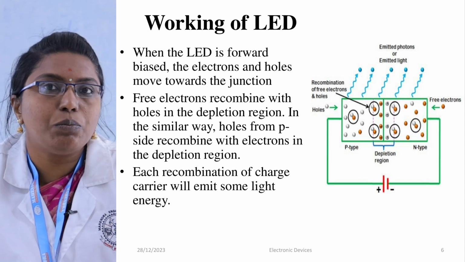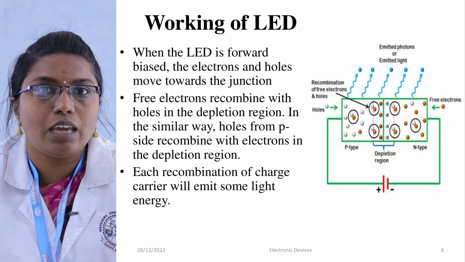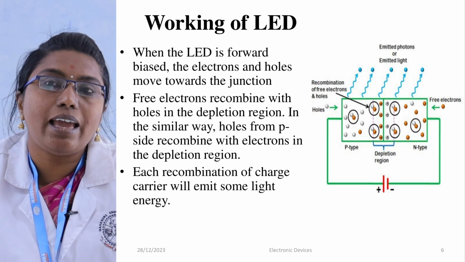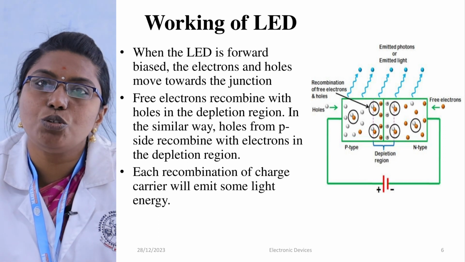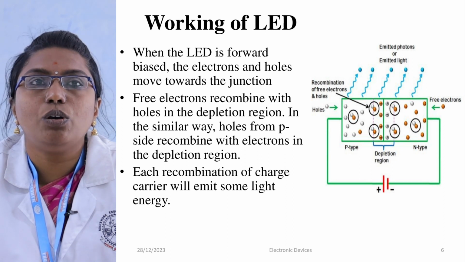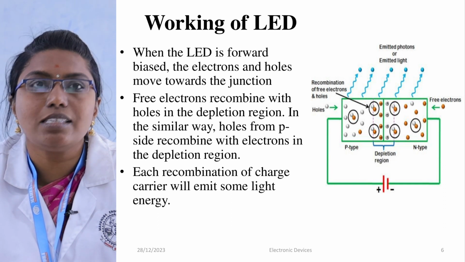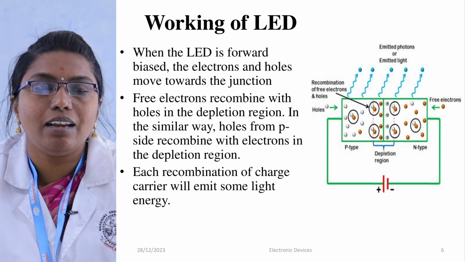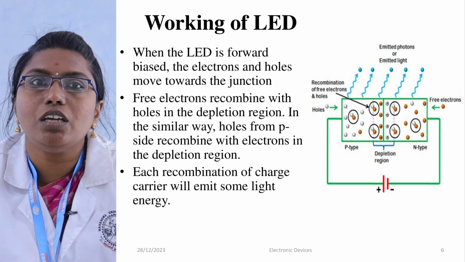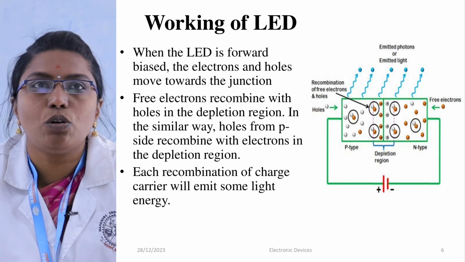So due to the concept that like poles repel each other, the holes present in the p-type move towards the junction, that means the depletion region, and likewise the electrons in the n-type material move towards the depletion region and the recombination takes place. So here the free electrons recombine with the holes in the depletion region. In a similar way, holes from the p side recombine with the electrons in the depletion region. Due to this recombination of charge carriers, it will emit some light, that is nothing but photons.